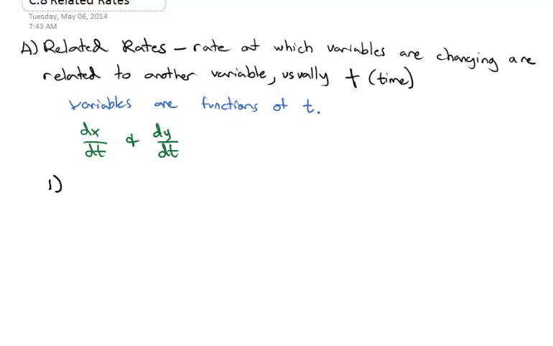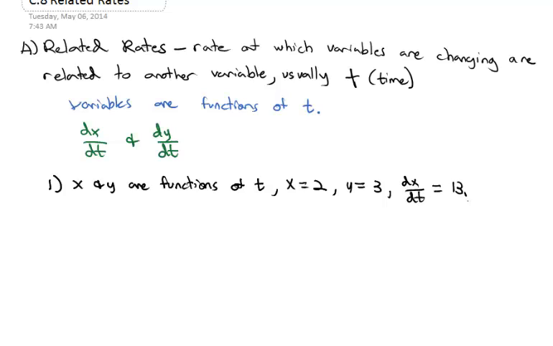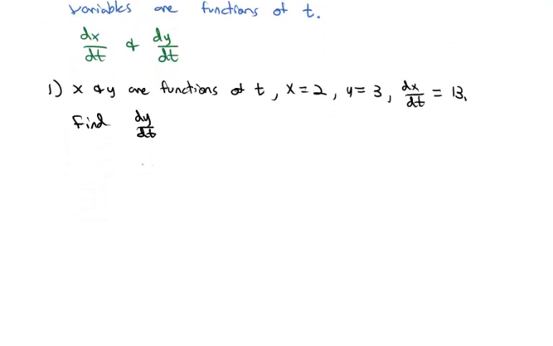So let's just start with a very fictitious example. We will say that x and y are functions of t, where x equals 2, y equals 3, and dx/dt is equal to 13. We're going to find dy/dt. And the function we're going to work with, just to get us started, is xy squared plus y equals x squared plus 17. So we're going to differentiate this implicitly. Remember, the derivative of x is dx/dt, the derivative of y is dy/dt.